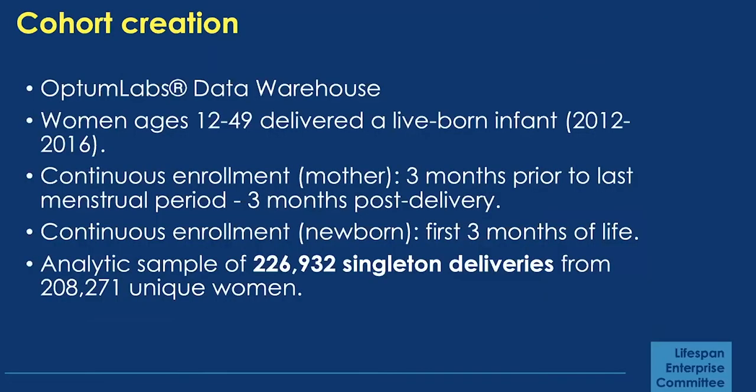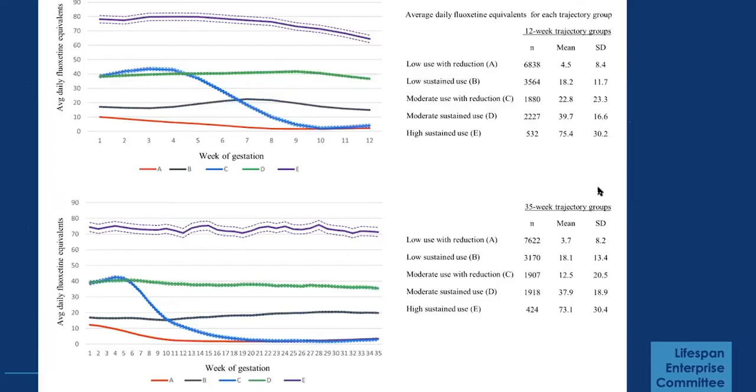So here we used data from an administrative claims data set, Optum Labs Data Warehouse. And after we sampled the women with live-born infants and applied continuous enrollment around those, we ended up with a sample of 227,000 deliveries, which we were really excited about to get to do trajectories in, because this was a much, much larger data set than we had previously gotten to use.